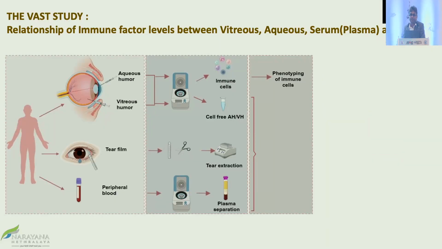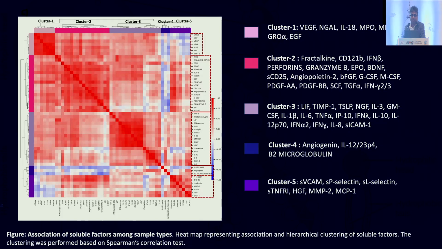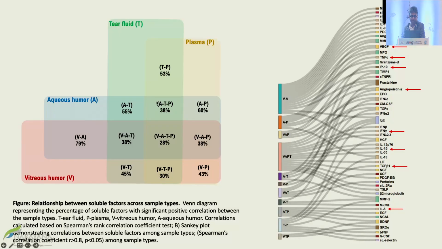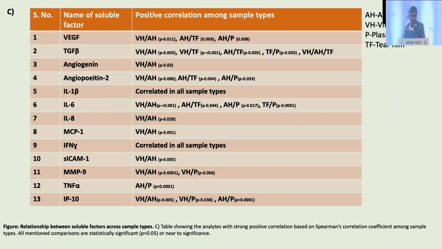So the VAS study is the newest one. Dr. Chetra had presented recently as a free paper. This is a relationship between immune factors between vitreous, aqueous, serum, and tears. The cluster, if you can see, cluster 2 has more molecules, and you can say that the correlation is better between vitreous and aqueous. So it definitely means that aqueous can be used as a substitute for vitreous to measure these biomarkers.